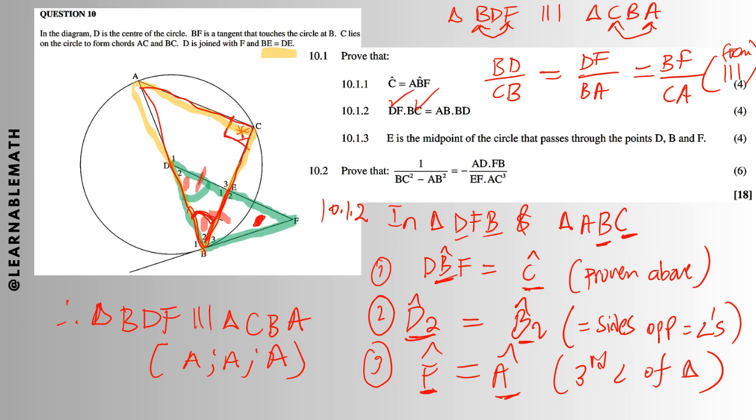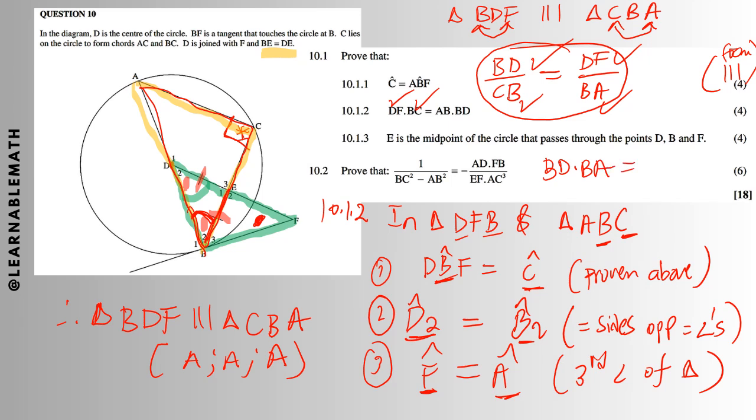There's DF and BC, right? DF is there, BC is there, AB is there, and BD. So we can just equate these two and ignore the third one. Then you cross multiply, it will be BD times BA is equal to CB times DF. Which is basically the same thing as BC and DF is equal to AB times BD. So we have managed to prove that.